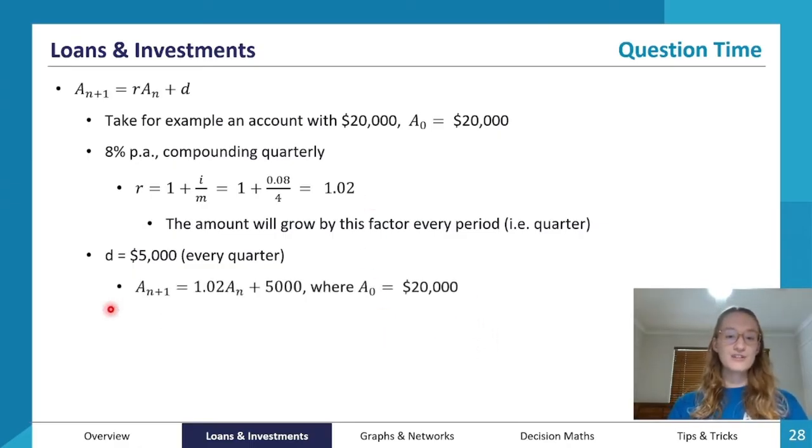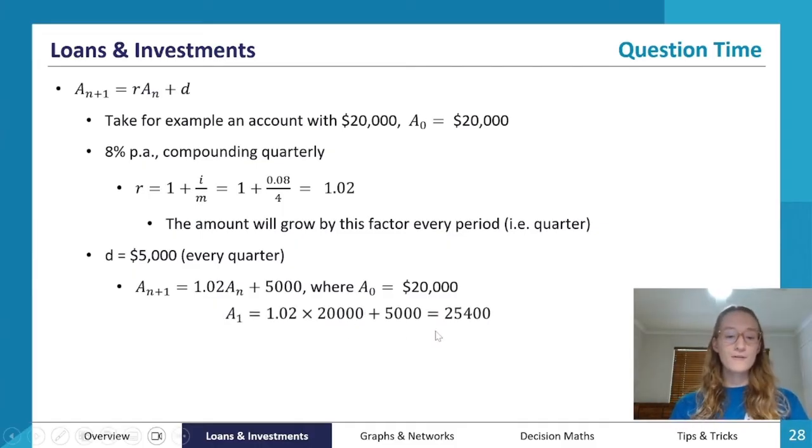So let's use our formula. A(n+1) equals 1.02 An plus 5,000, where A0 is equal to $20,000. So our starting point isn't 0. Our starting point, we're told, is $20,000. There was already $20,000 sitting in this account before this question started.